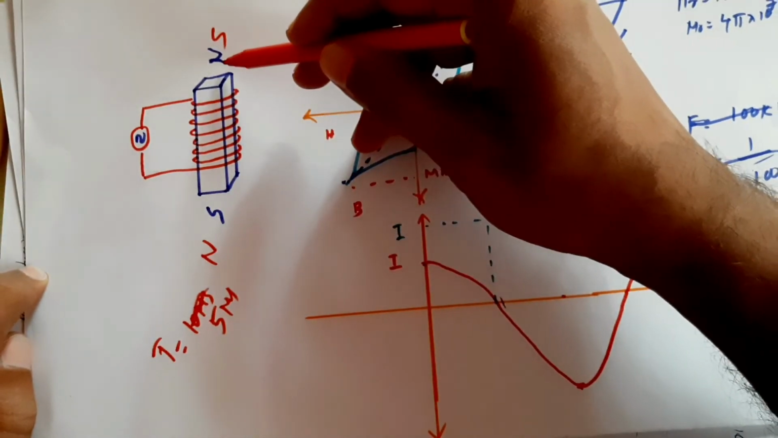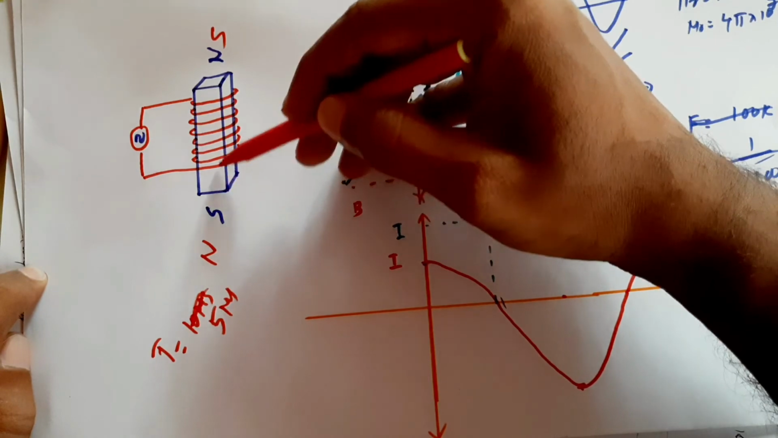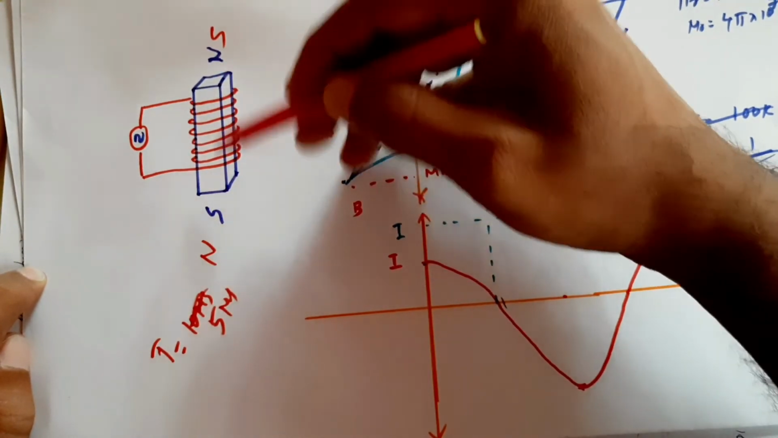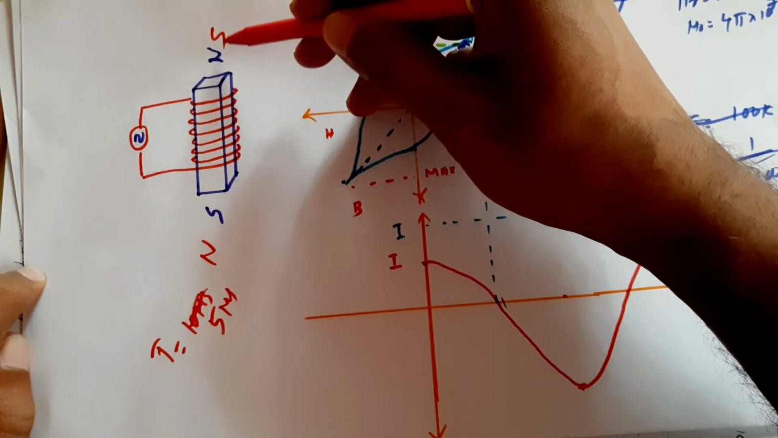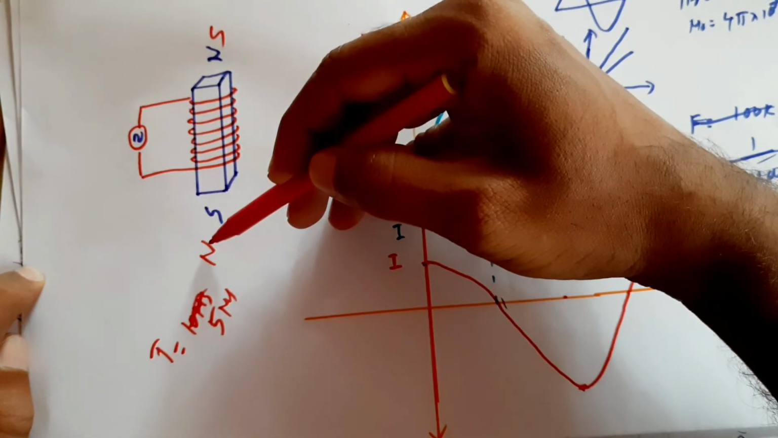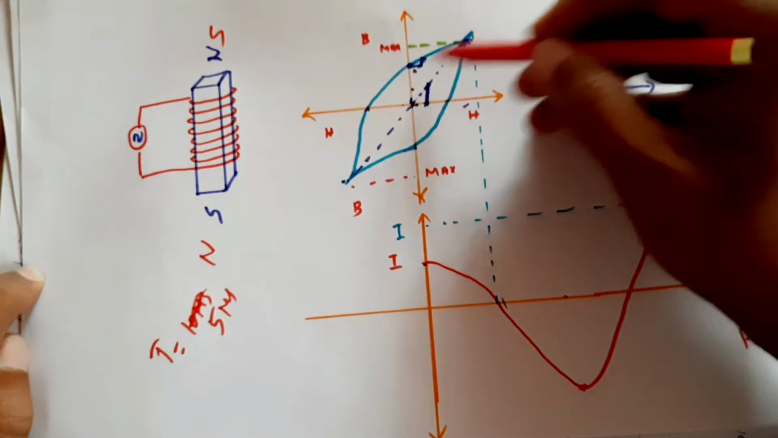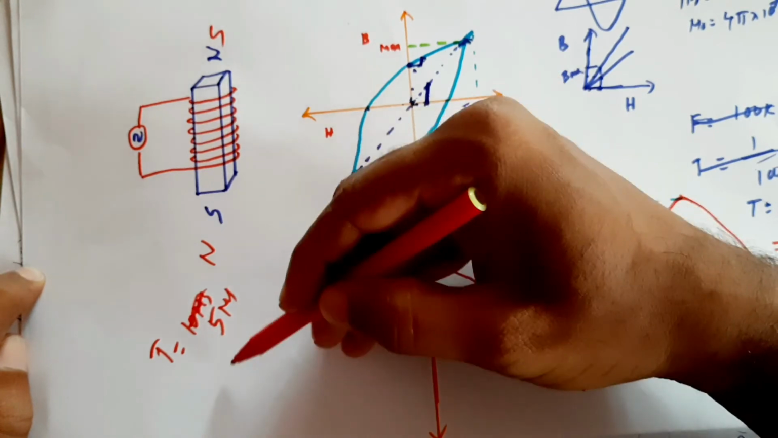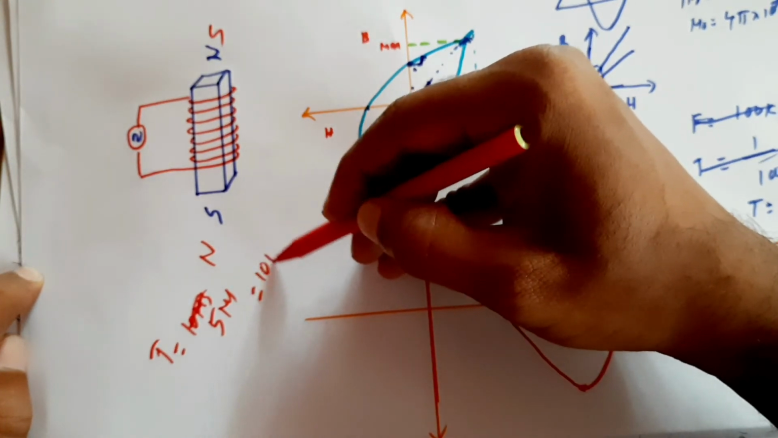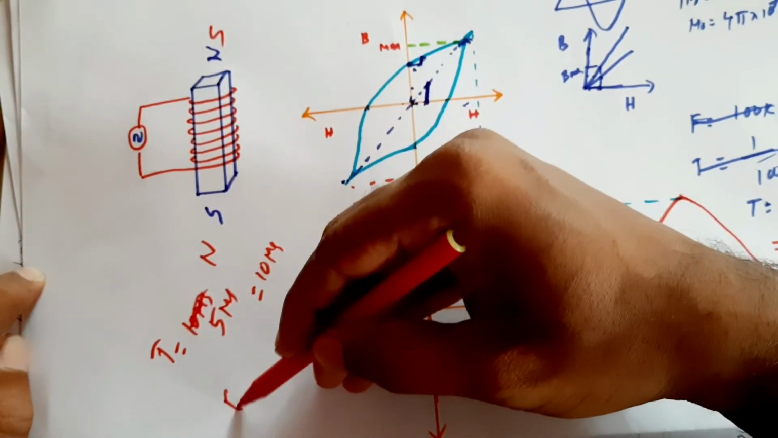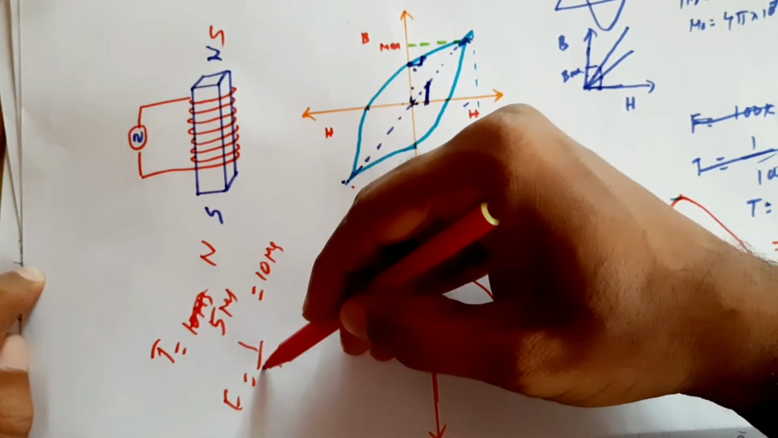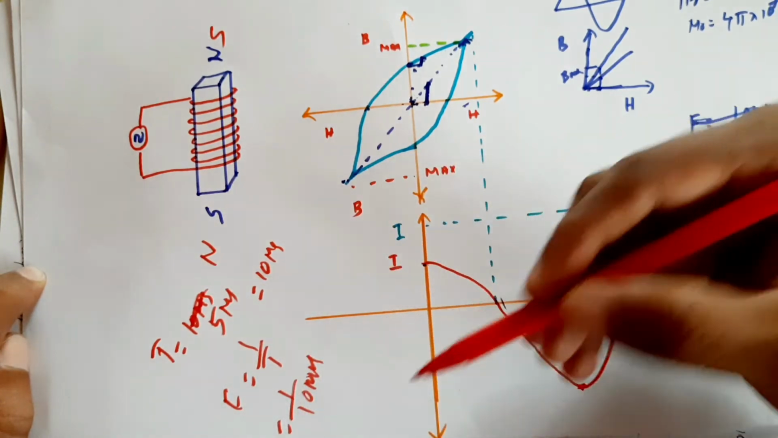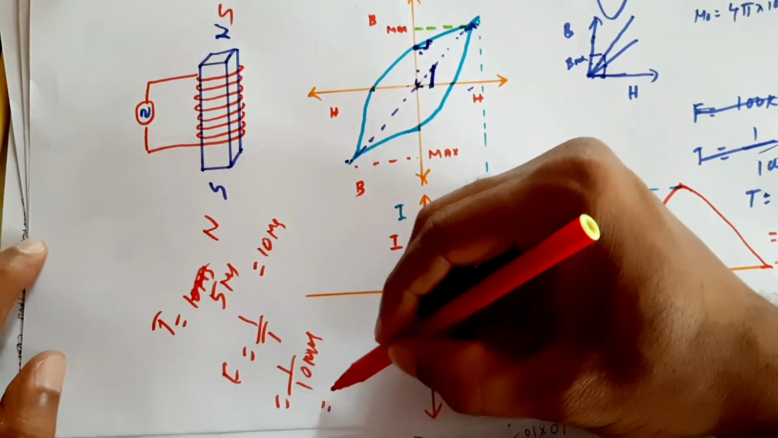That means 5 microseconds is needed to become a magnet with the pole south and north here, and another 5 microseconds is needed to reverse its poles. When it reaches there, the south becomes north and north becomes south. So the total time period will be 10 microseconds. Frequency is given by 1 by T, that is 1 by 10 microseconds. 1 by 10 microseconds is equal to 100 kilohertz.